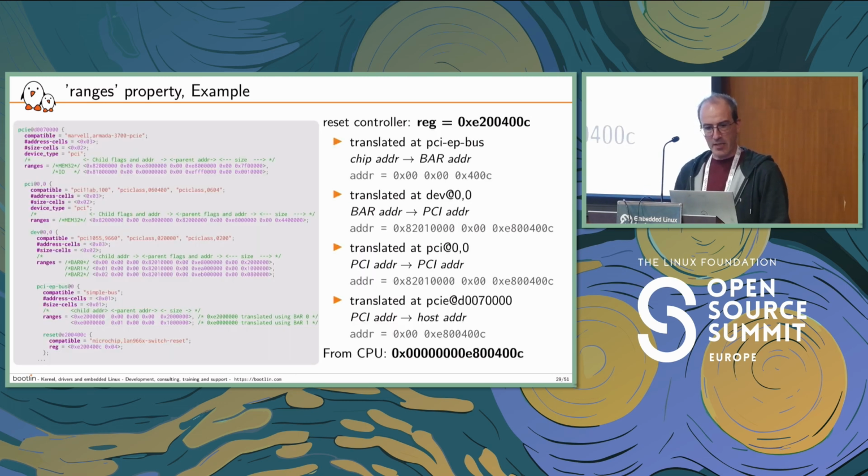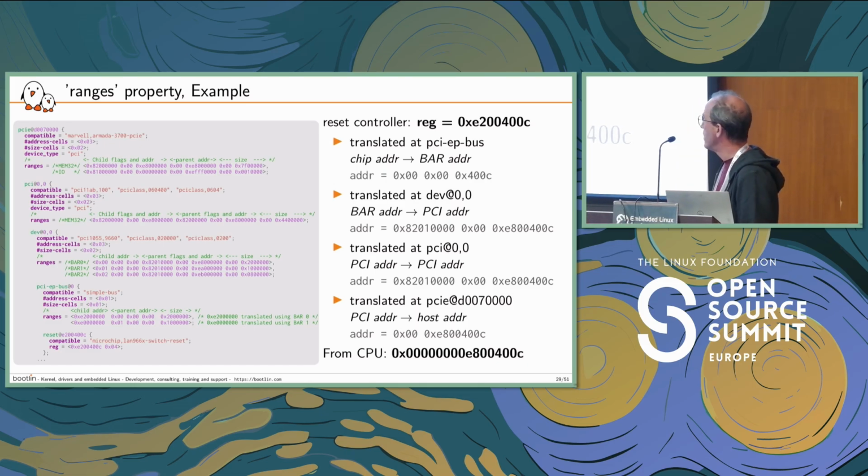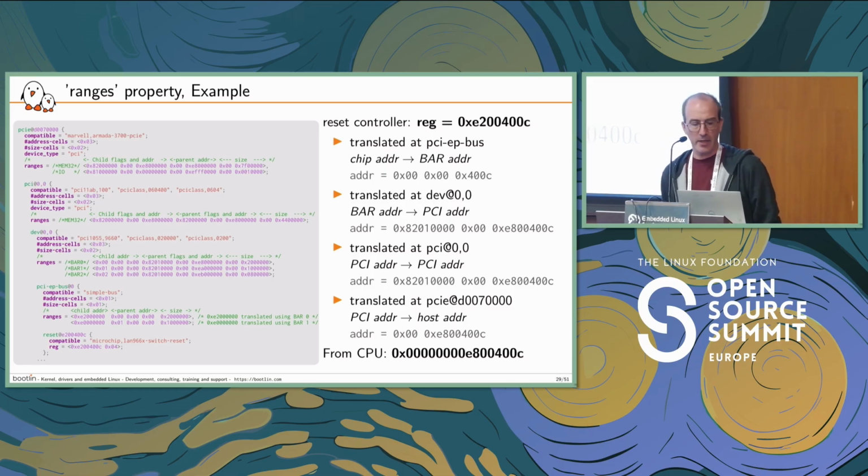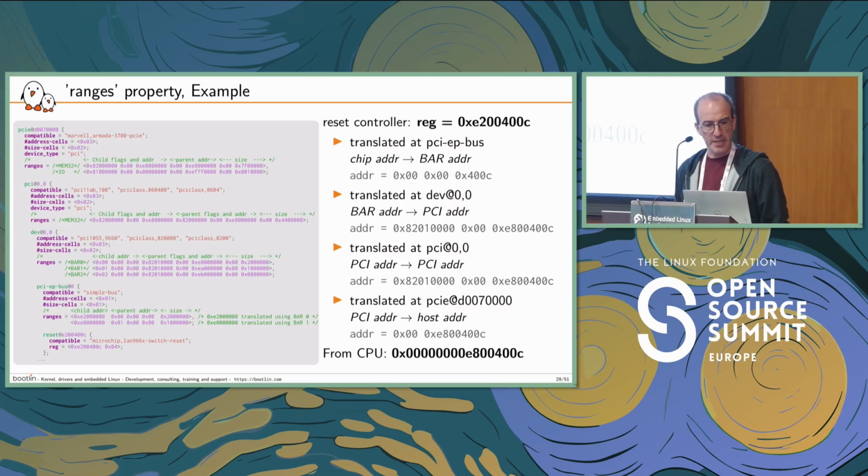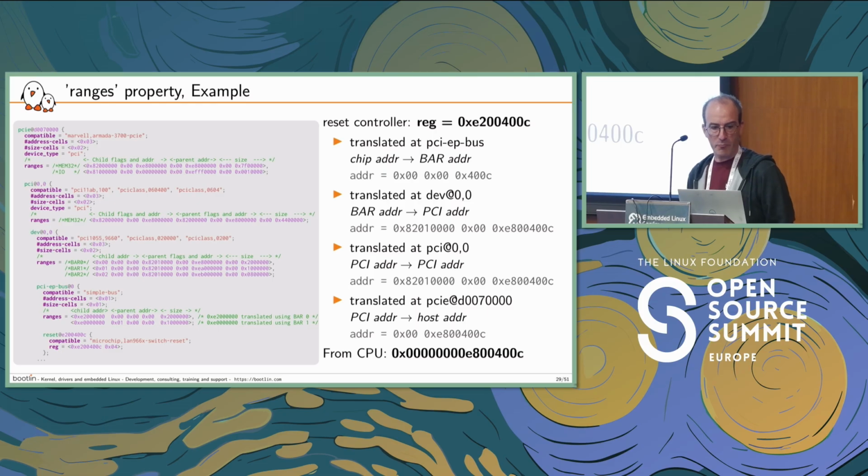Let me give you this example. From the reset controller, for instance, at the bottom of the example, we have the reg value. This one is translated thanks to the ranges at the parent node, the endpoint bus, and we translate from the chip internal address to the base address register.